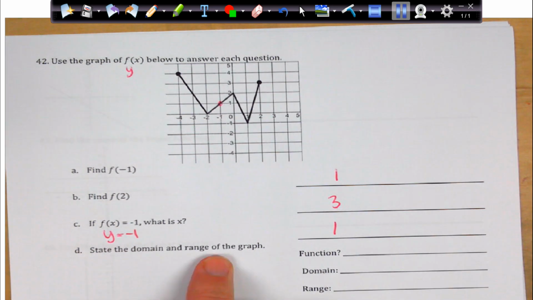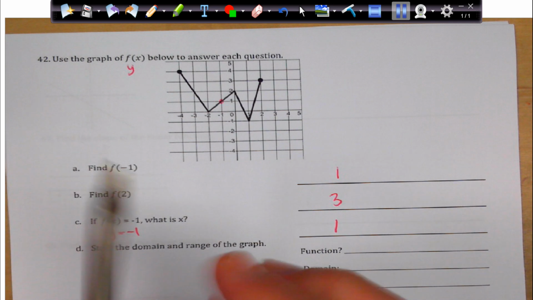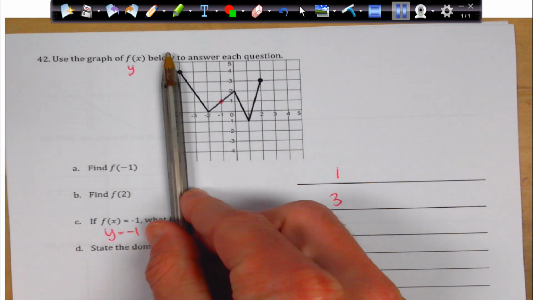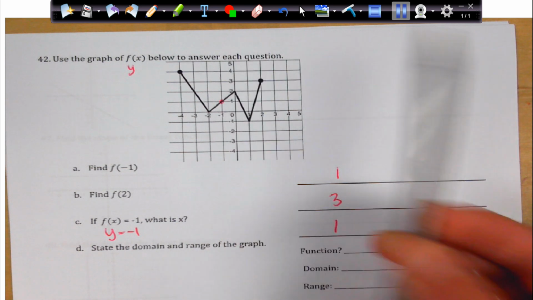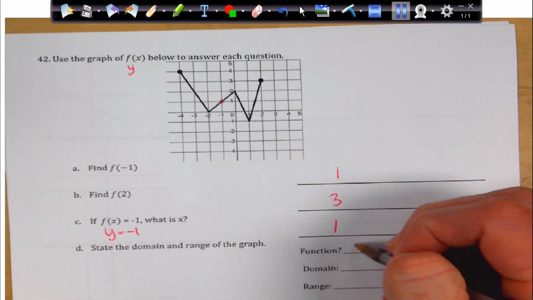State the domain and range, and is it a function? So a function, again, for every x, we only have one y. And we could do the vertical line test. We see that it does not hit more than once, so this is a function, yes.